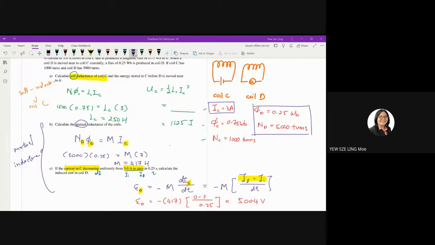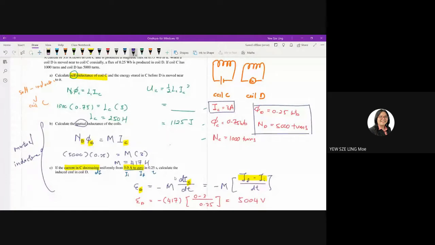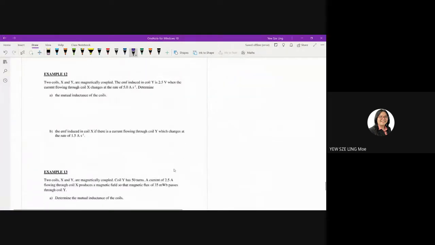All right, now let us look at the next one. Next question, Example 12. Two coils X and Y. Once again, you have X and Y, two coils that are magnetically coupled. The EMF induced in coil Y is 2.5 volt when the current flowing through coil X changes at a rate. A current changing at a rate means that the value given here is actually dI over dt.